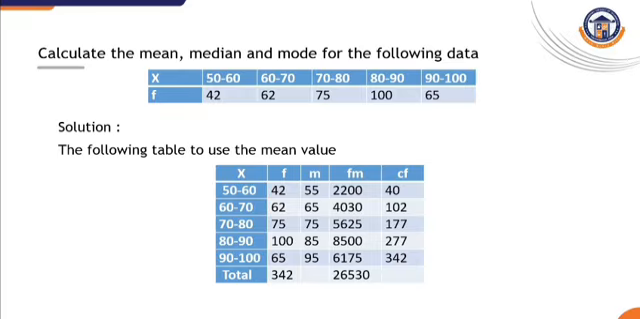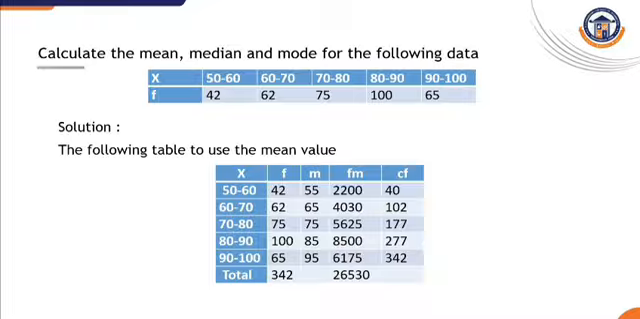So now we see one continuous data, the x and frequency values, for calculating the mean, median and mode for the following data. Here we know that two types of data are given. The first one is a discrete case and the other one is a continuous case. In today's class we see how to determine the mean, median and mode for the continuous case.